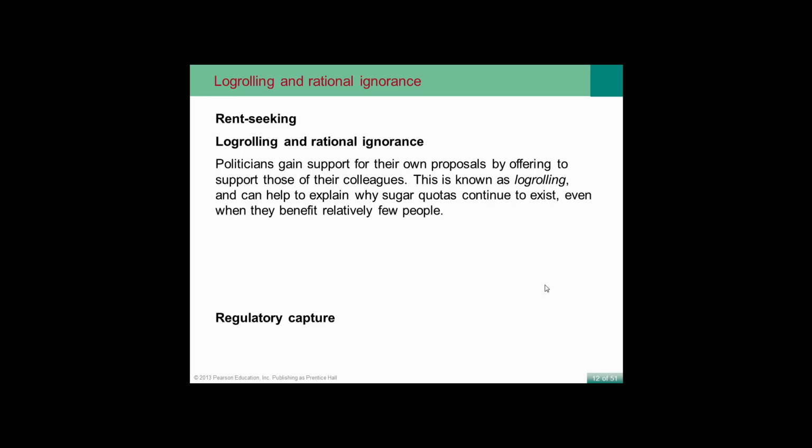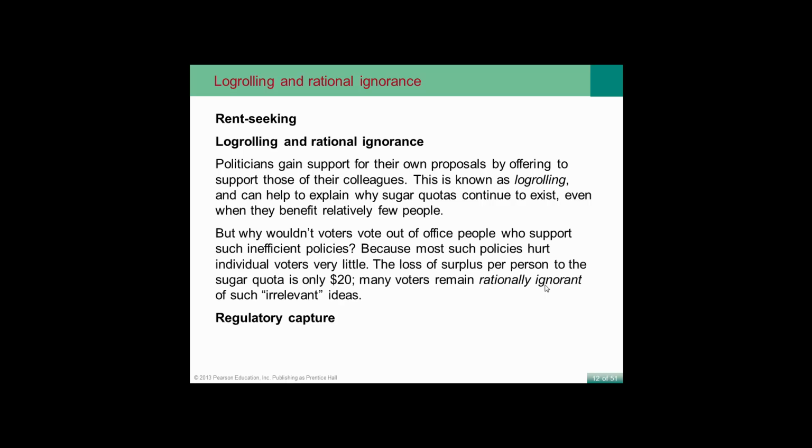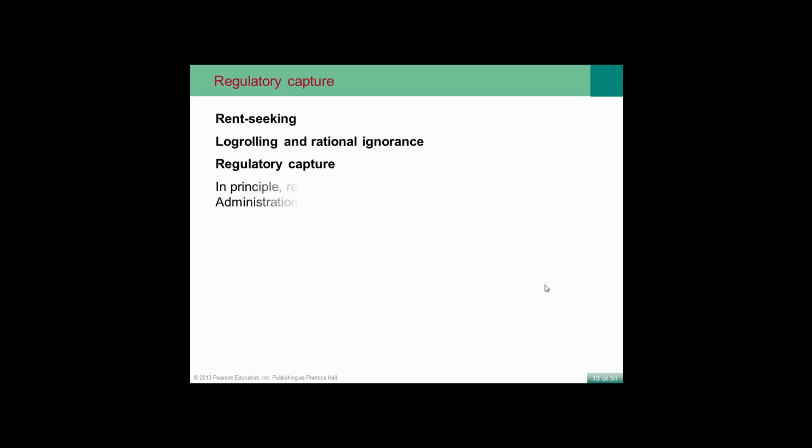House of Cards. This is known as log rolling, and it can help explain why sugar quotas continue to exist even when they benefit very few people. But why wouldn't voters vote out of office people who support inefficient policies? Because most such policies hurt individual voters very little. The loss of surplus per person on a sugar quota is $20. Many voters remain rationally ignorant of such irrelevant ideas.